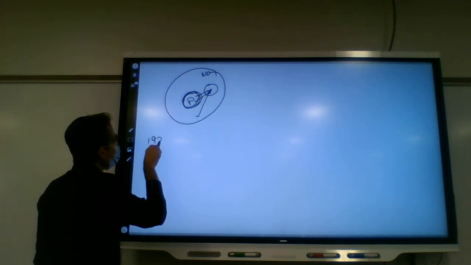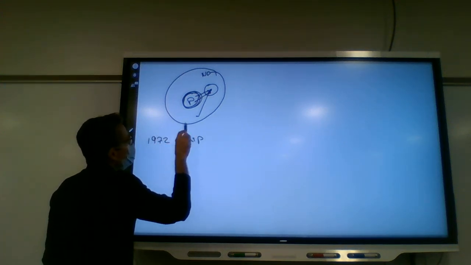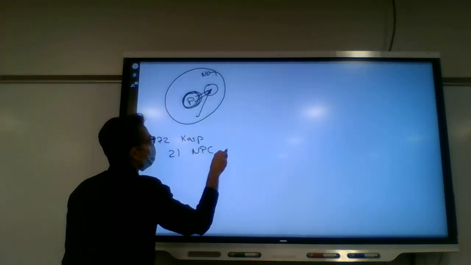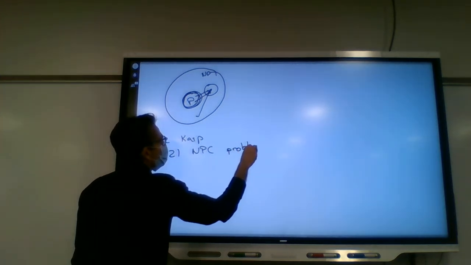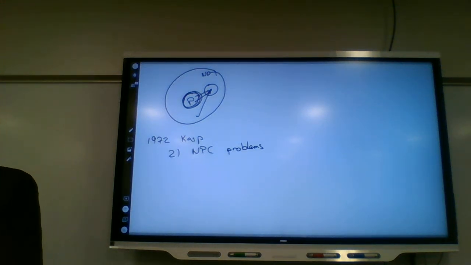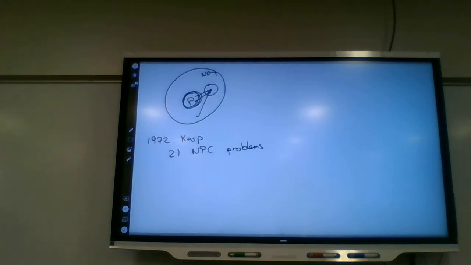So in 1972, Karp used this idea and came up with 21 other problems and proved that they are also inside that NP-complete circle. So now there were 22 problems. And since 1972, there are thousands and thousands of problems that have been discovered to be inside this portion of the decision problem universe. All right, so what happens?